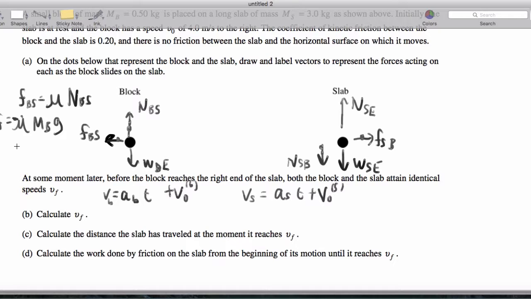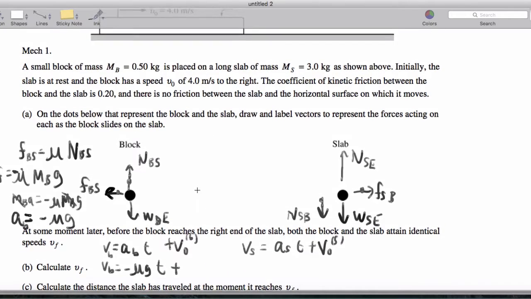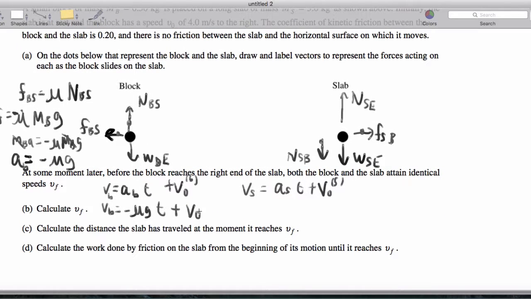So what this tells us is if we're looking at this block slowing down, we have the mass of the block times its acceleration is negative mu times mass of the block times g. The masses cancel, and so the acceleration of the block is negative mu times g. So we have v of the block is negative mu times g times t plus its v naught, which is going to be 4 meters per second, but we'll put that in a second.